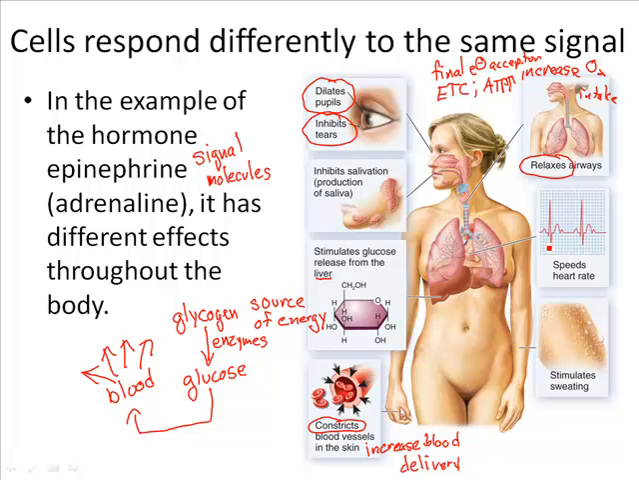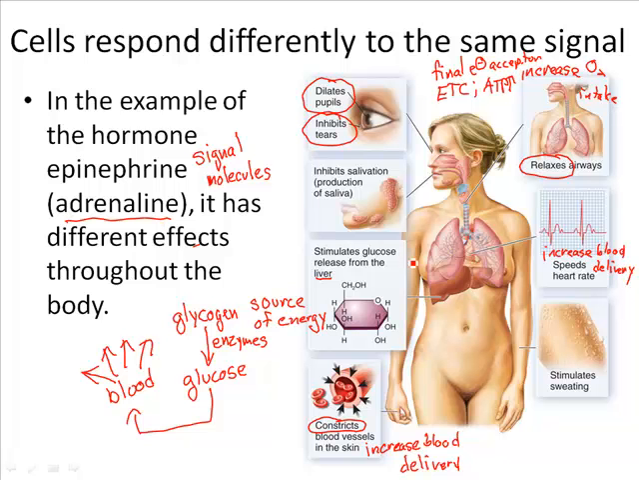Lastly, we're going to speed up the heart rate in response to adrenaline. Heart muscle cells are going to contract and relax more rapidly. And by contracting and relaxing more rapidly, by increasing the heart rate, we're going to increase blood delivery. So the reason I've shown you this is it gives you an example. One individual signal molecule, like adrenaline, can cause different cells to have different responses.